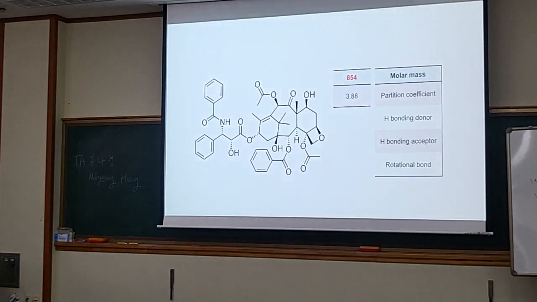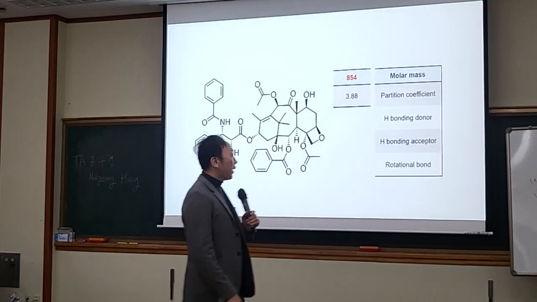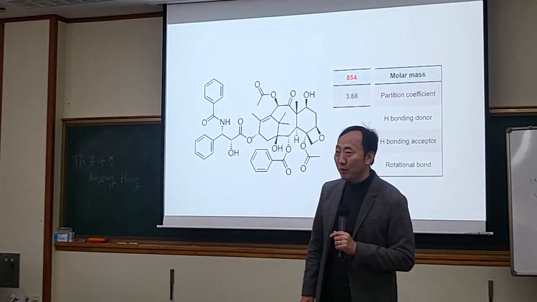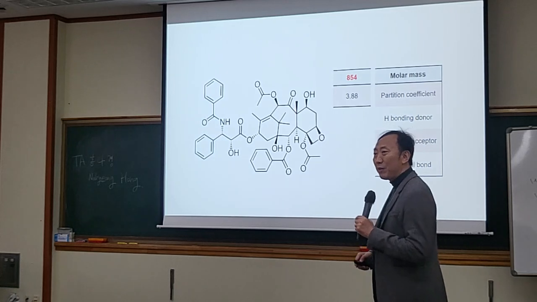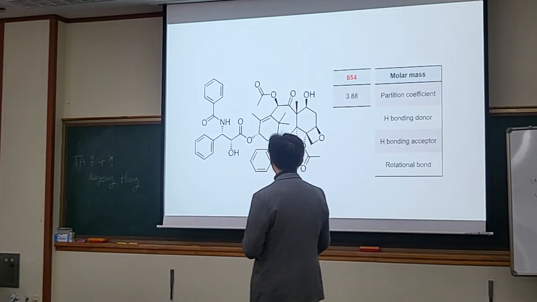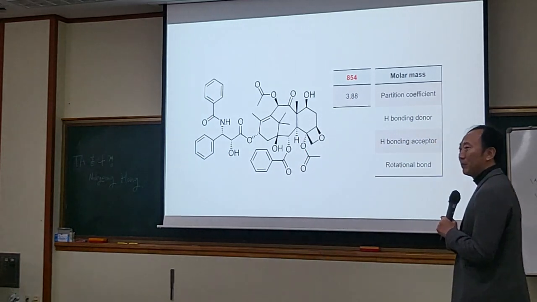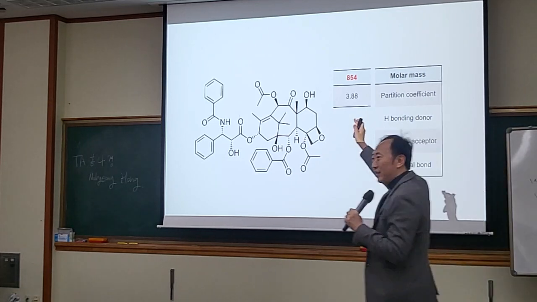And let's move on. Somebody chose this gigantic molecule, taxol. If you can solve taxol, then you can solve all the problems. So, molecular weight, much bigger than 500, still easy to use. Hydrophobicity, it looks reasonable. Okay, hydrogen bonding donor number. Four and five. You choose one. Four, five.